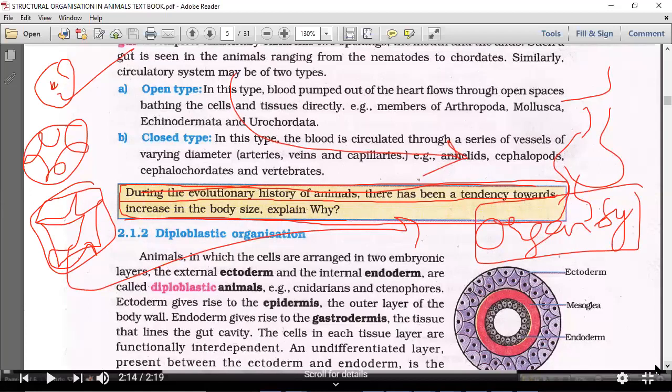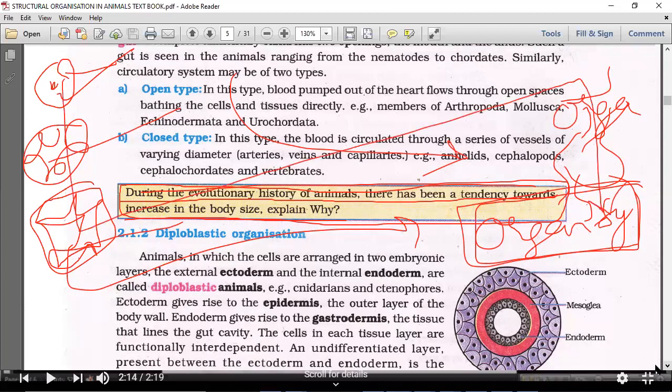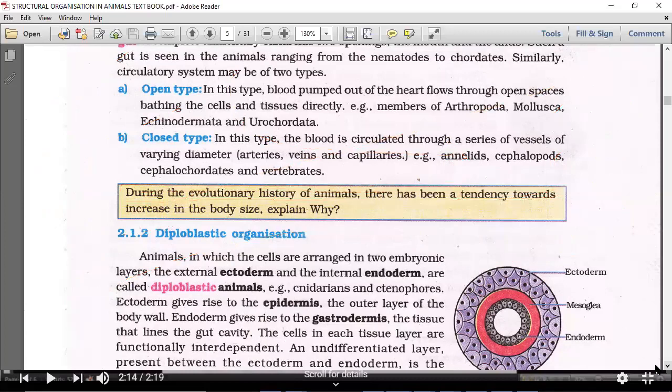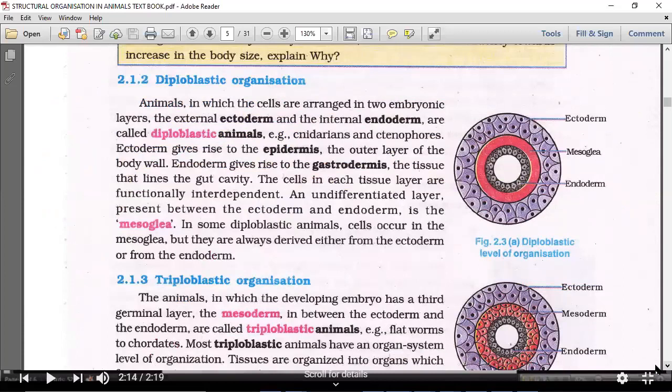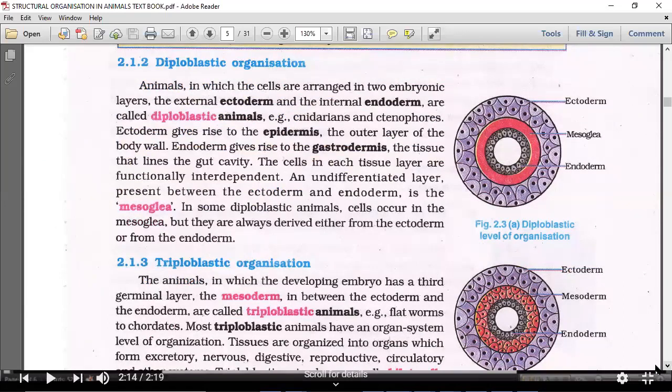That means protoplasmic grade of organization, cellular grade of organization, tissue grade, organ grade of organization, and finally we reach the organ system grade of organization. In the due course of this kind of evolution, definitely there is an increase in the size, isn't it? Then next, we are moving towards diploblastic organization. From here onwards, we need to have that idea on our kingdom Animalia chart.